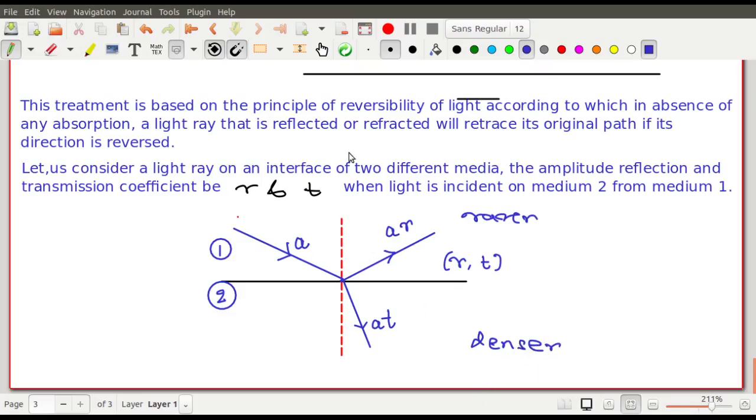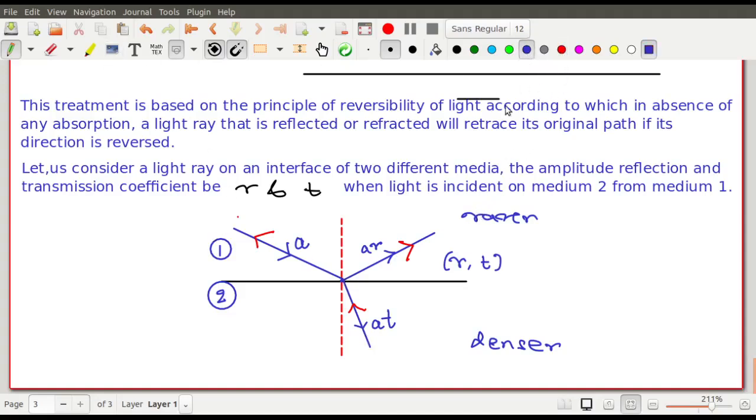Now the principle of reversibility of light says that if this is reversed, if I reverse this light, then one component will go along this side and another component will go along that side. So that is the principle of reversibility of light. Got the point? The principle of reversibility of light means that if I reverse the direction of the light, it will definitely follow the same trajectory, right?